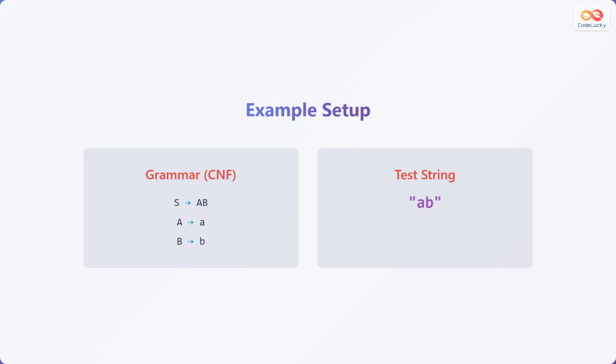Let's set up an example to illustrate the CYK algorithm. Consider a simple grammar in Chomsky normal form with the following production rules. S → AB, A → a, and B → b. We want to test whether the string ab can be generated by this grammar.